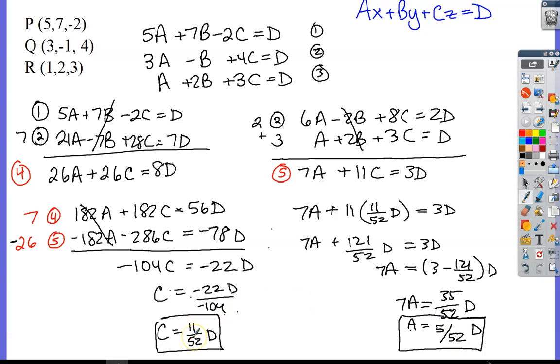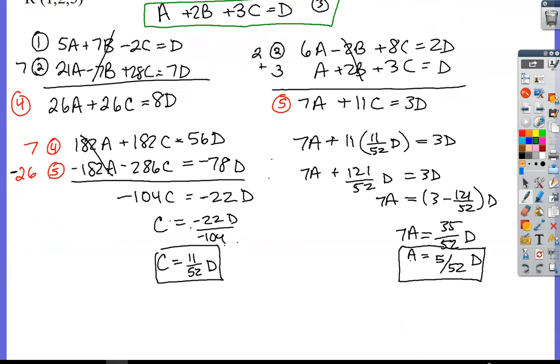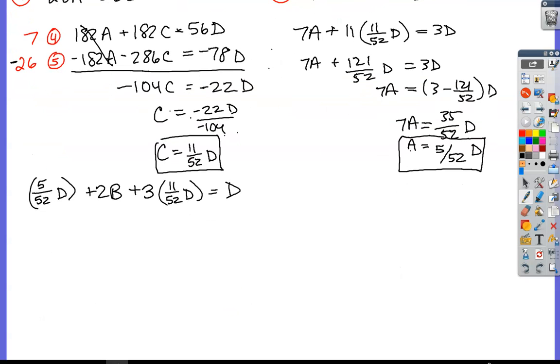Last but not least, you're going to go back to one of the originals. Oh, it doesn't actually matter which one. So you know what? I think I'm going to use the last one. I'm going to plug in A and C and then get B because I need to get that last guy. Okay, so instead of an A, I now know that A is 5 over 52D. I don't know B yet. I know that 3 times C is now 11 over 52D, equals D. Okay, I'm going to solve this one for my last variable, which is B.